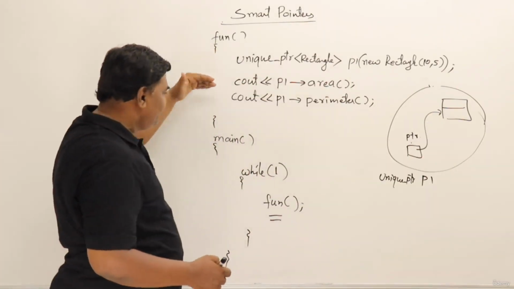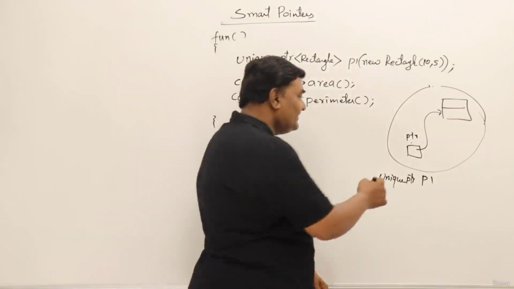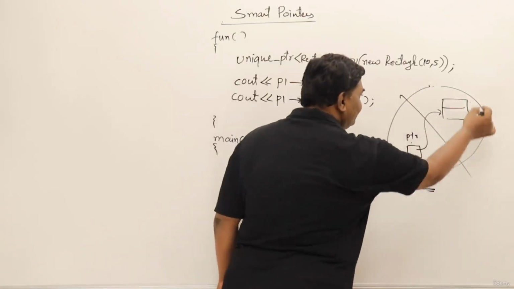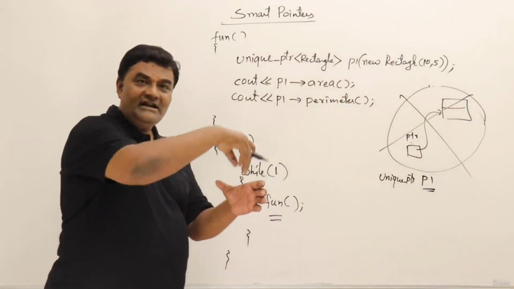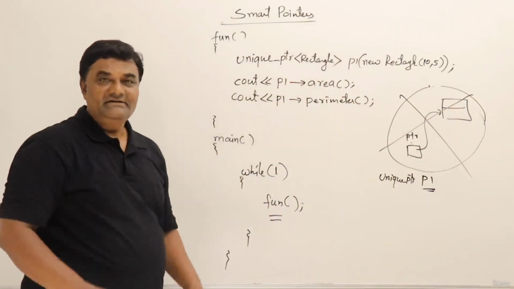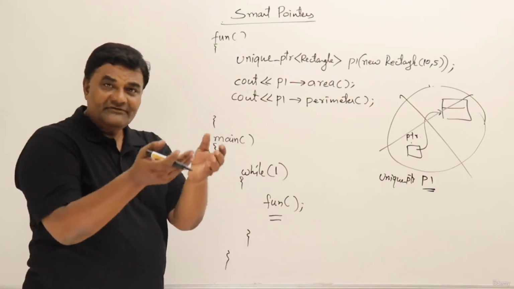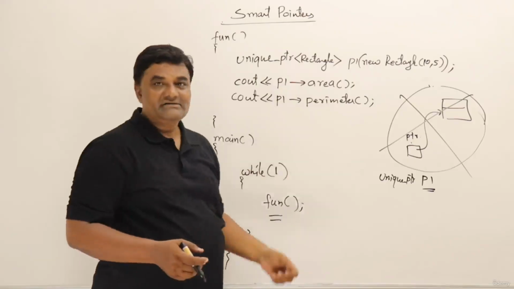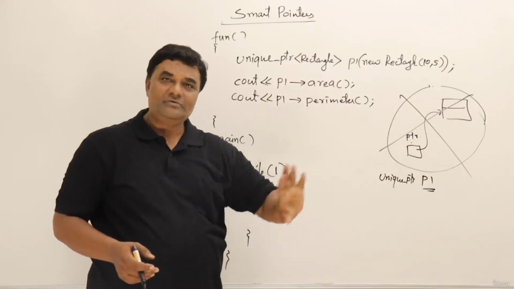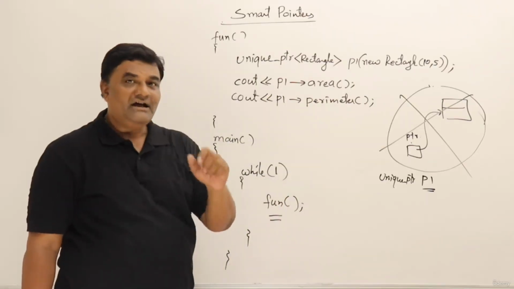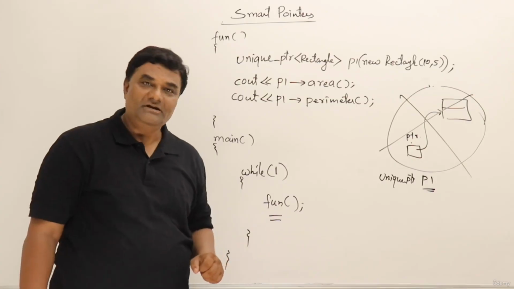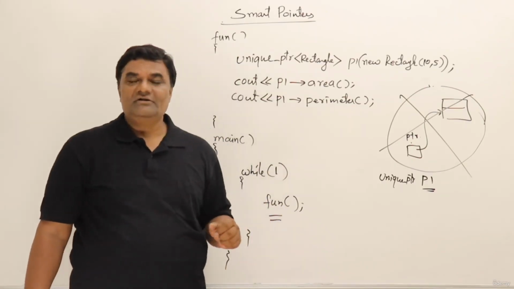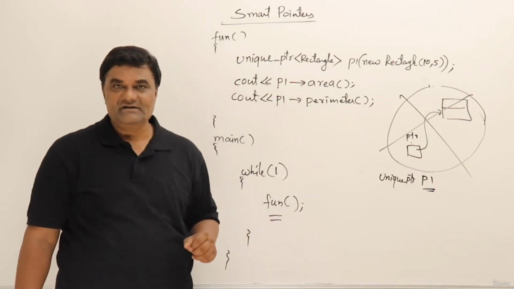So when the function is ending, who will get deleted? This object gets deleted. So the rectangle inside will also get automatically deleted. So you can see this one. We have created a rectangle object and given it to the unique pointer class. Now when it is going out of scope, it will delete the object. So you don't have to worry about the memory leak problem. So this is the benefit of smart pointers in C++.